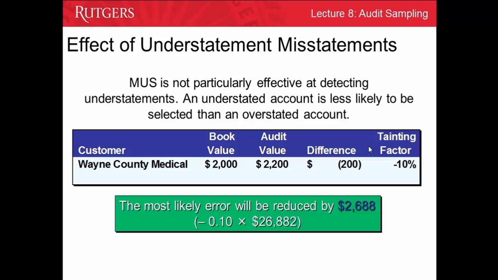Assume that the auditor detected the 4 overstatement misstatements shown in the previous example and that the following understatement misstatement was also detected. Then the most likely error is now reduced by the projected understatement, which is 2,688, which equals minus 0.1 multiplied by the $26,882.